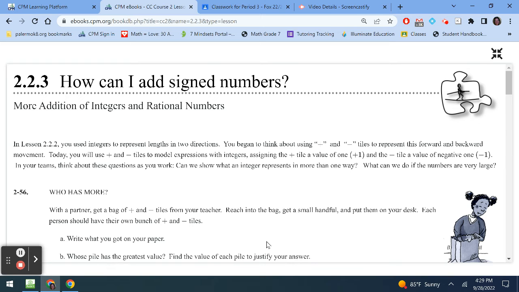Today you're going to use, I call them integer tiles, to model expressions with integers, assigning the positive tile a value of positive 1, and this tile right here a value of negative 1, or the opposite of 1. In your teams, think about these questions as you work. Can we show what an integer represents in more than one way? What can we do if the numbers are very large?